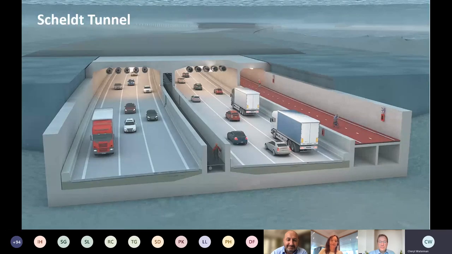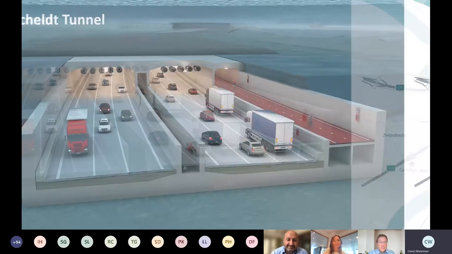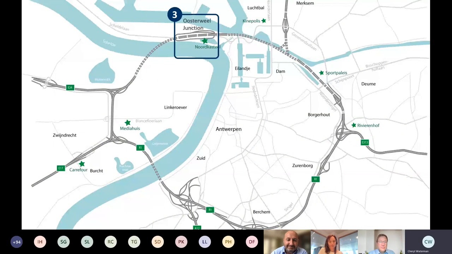And they're going to build the blocks of the tunnel in Zeebruges and bring them over the Scheldt itself towards the place where it should be in order to have this tunnel crossing the Scheldt. The next one is the Oosterweel junction. There is a picture showing you that the Oosterweel junction will be the complex to link the part of the port of Antwerp with both the left bank and the right bank.